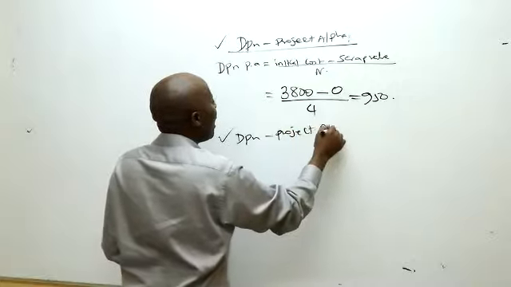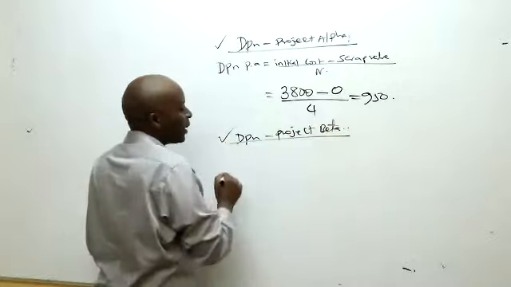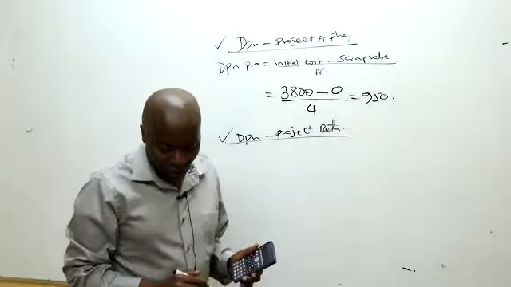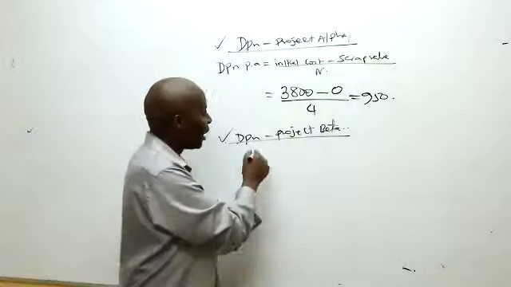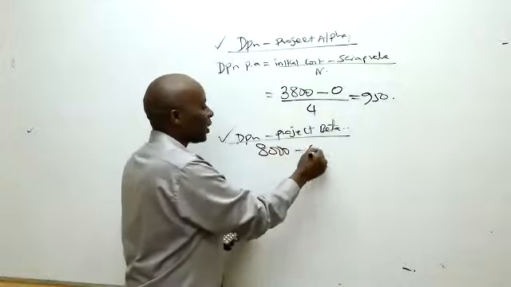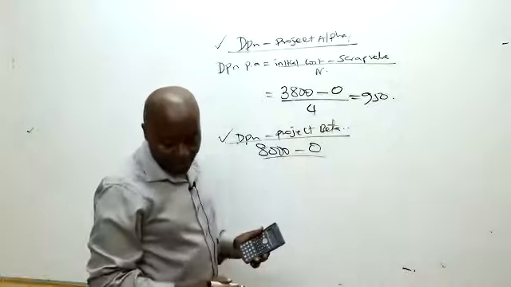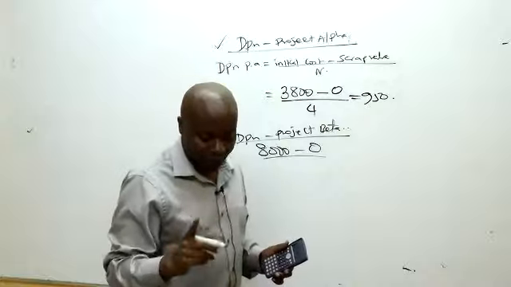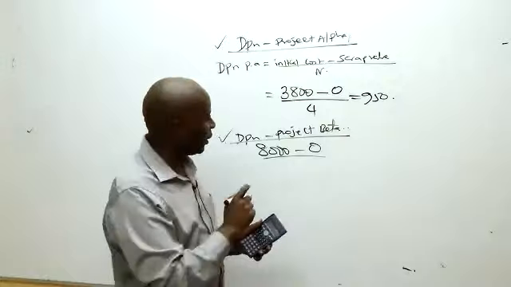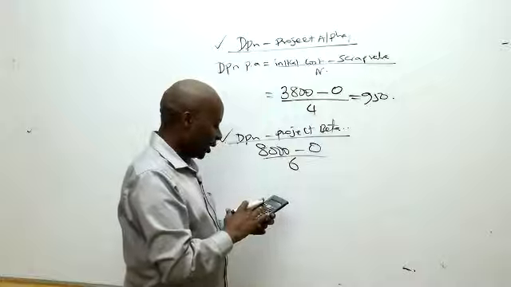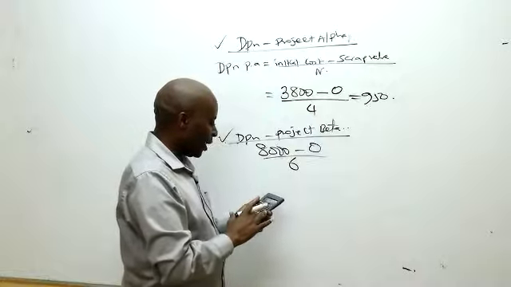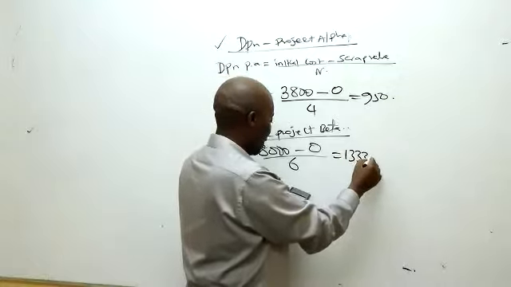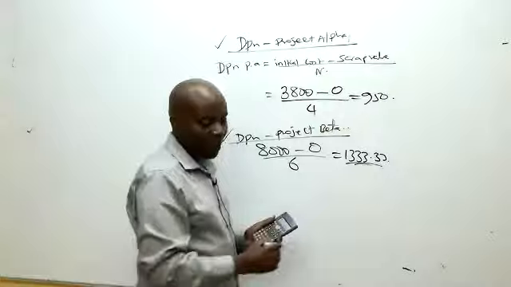From there, right away, come and give us depreciation for Project Beta. Ladies and gentlemen, the initial cost of Project Beta is 8,000, minus scrap, which is 0, divided by the useful life of Project Beta, given in note number 2, which is 6. So we have 8,000 divided by 6, which at the end of the day gives us 1,333.33 if we are correct.